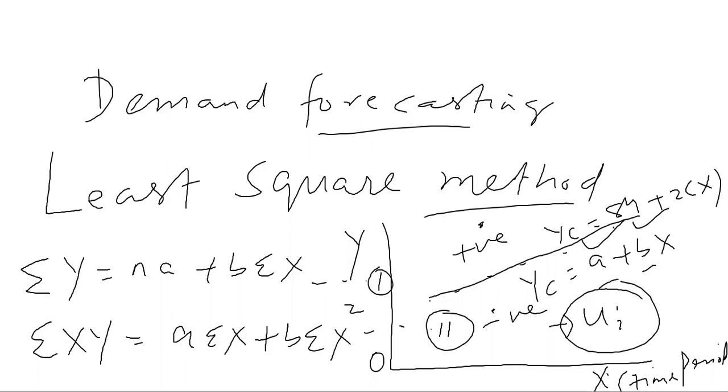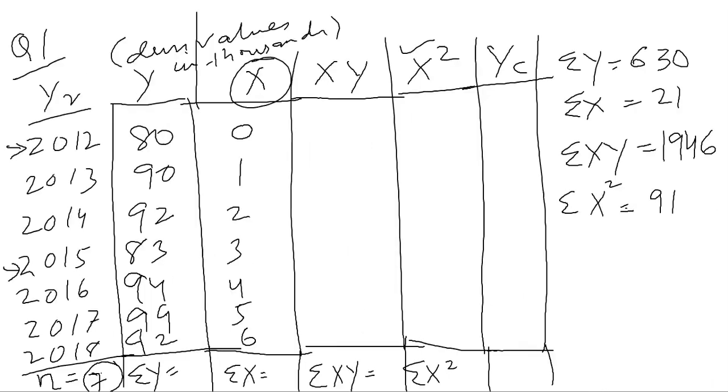So you have to go back to your schedule. Now this YC column you have to fill up because this is the line you are plotting on the data. Tell me what is the YC for 2012. You simply have to replace the X value in your equation. Put X as 0 for 2012 and what is the average you find? 84.